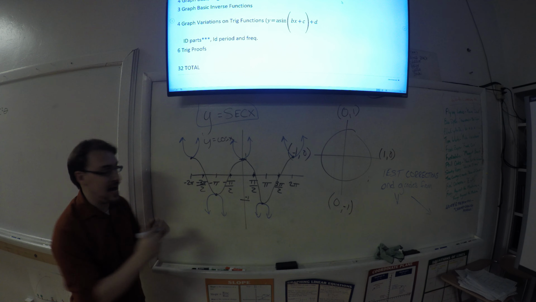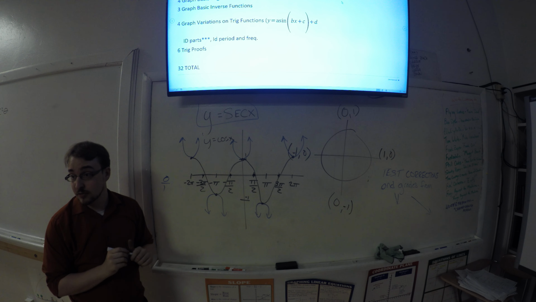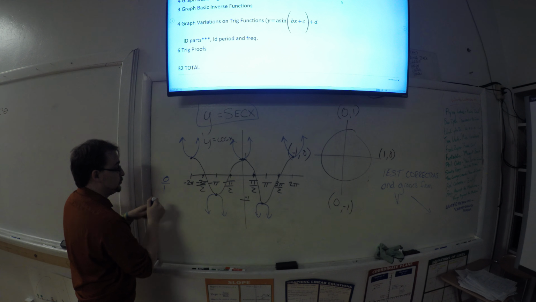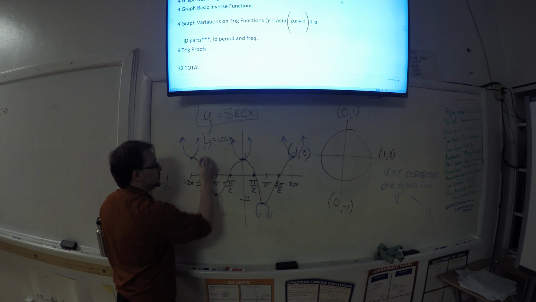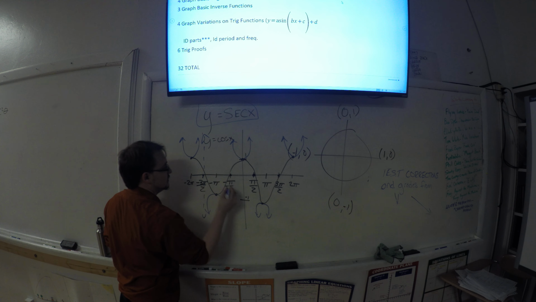When we flip that, 0 over 1 is how we write 0 in fraction form. When you take the reciprocal of that, it's 1 over 0, undefined, therefore we need an asymptote.